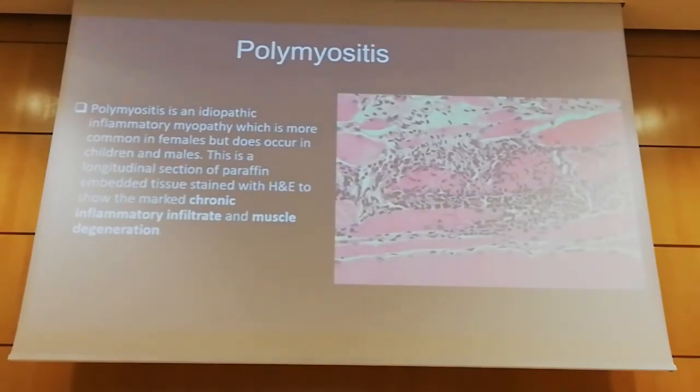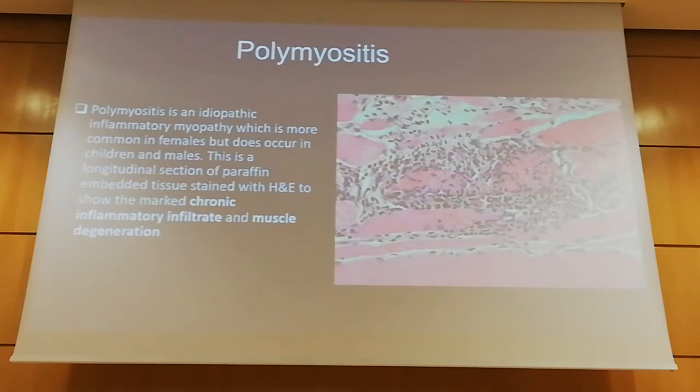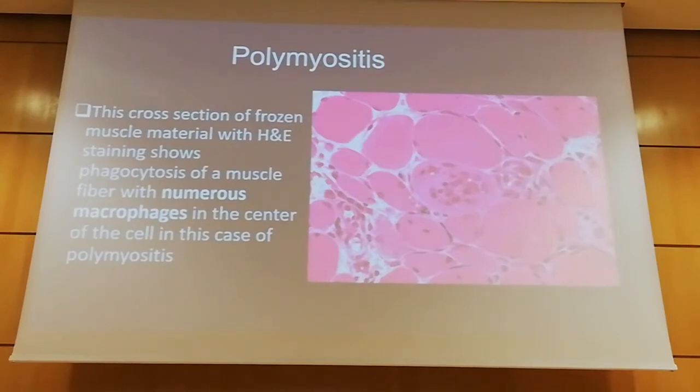Here's an example of that, where you see that those inflammatory cells are attacking the muscle fibers, destroying them in the process, eating them up completely. Same exact thing right here, where you see that macrophages are gulping up the result of the destruction of those myocytes.